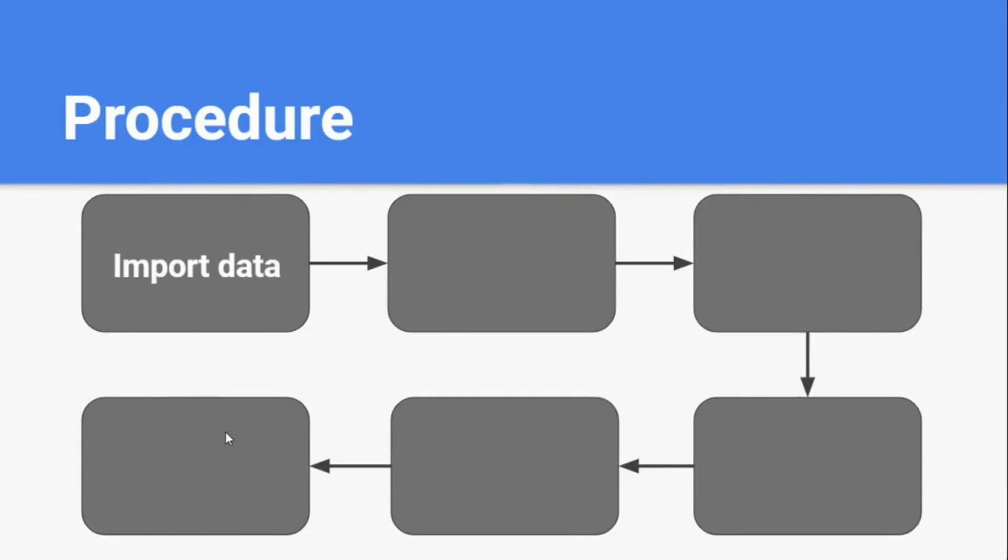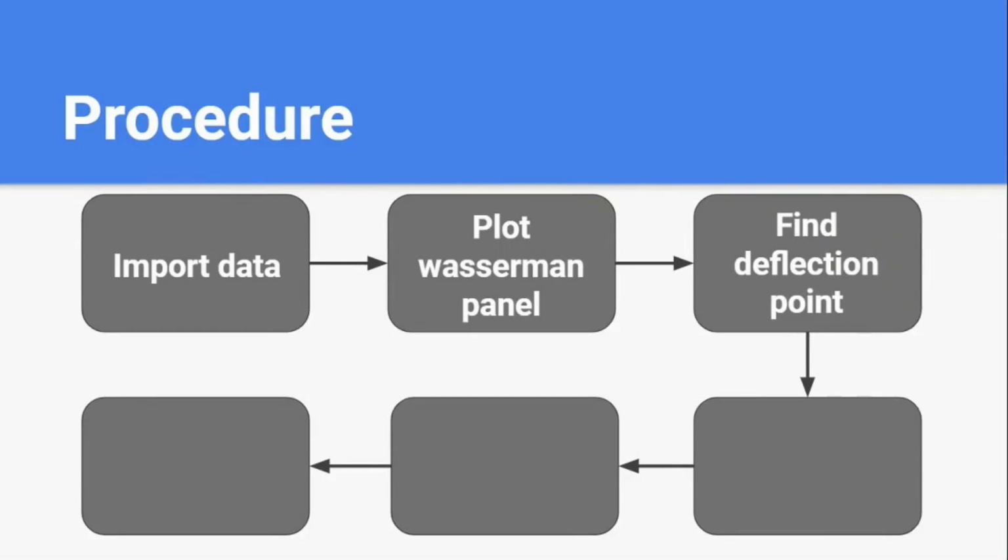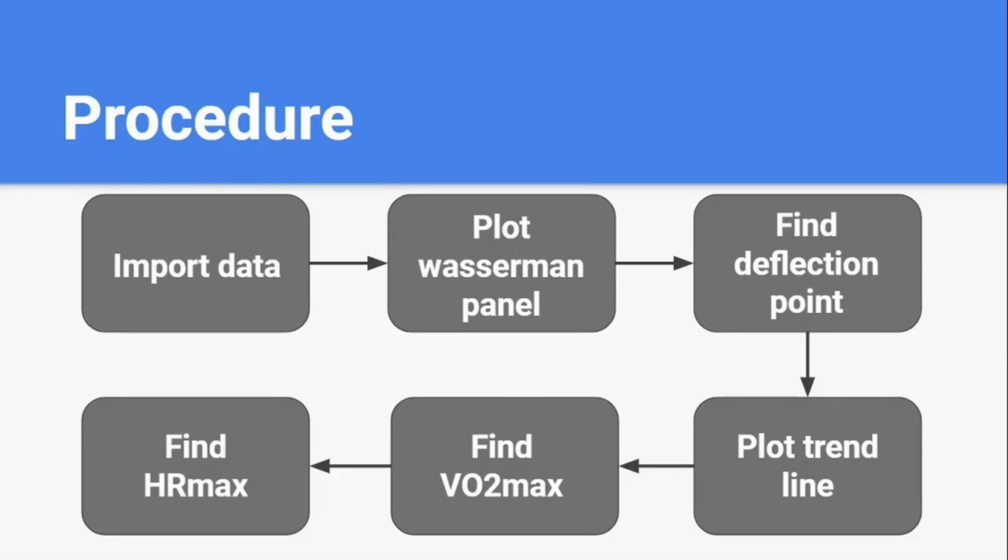The procedure: first of all, I'm gonna import the data, then I'm gonna plot the Wasserman 9 panel. After that, I'm gonna find the deflection points based on the Wasserman 9 panel. Then based on the deflection points, I'm gonna find VT1 and VT2. Then I'm gonna plot the trend line. Then I'm gonna find the VO2max, and finally heart rate max. I'm gonna show you how to do all of those procedures using MATLAB, so let's go to MATLAB.